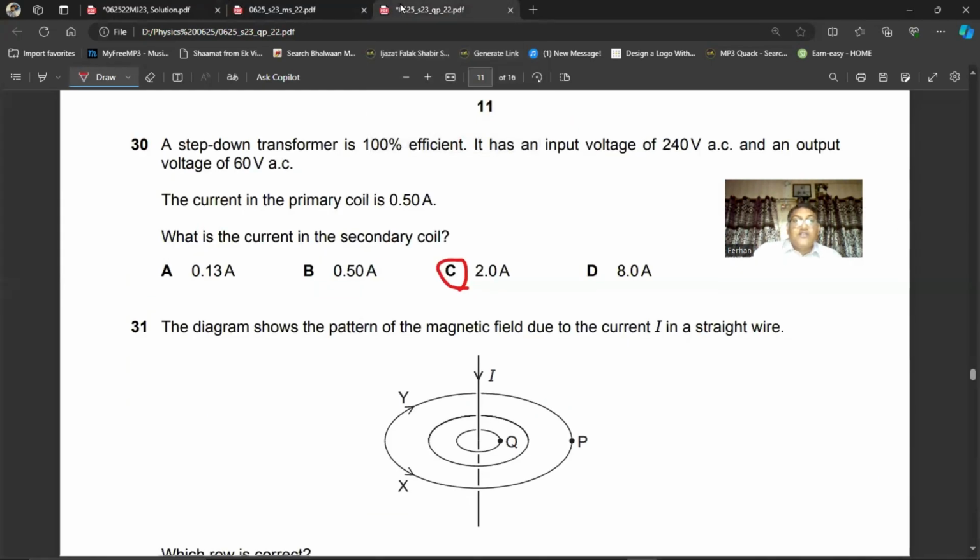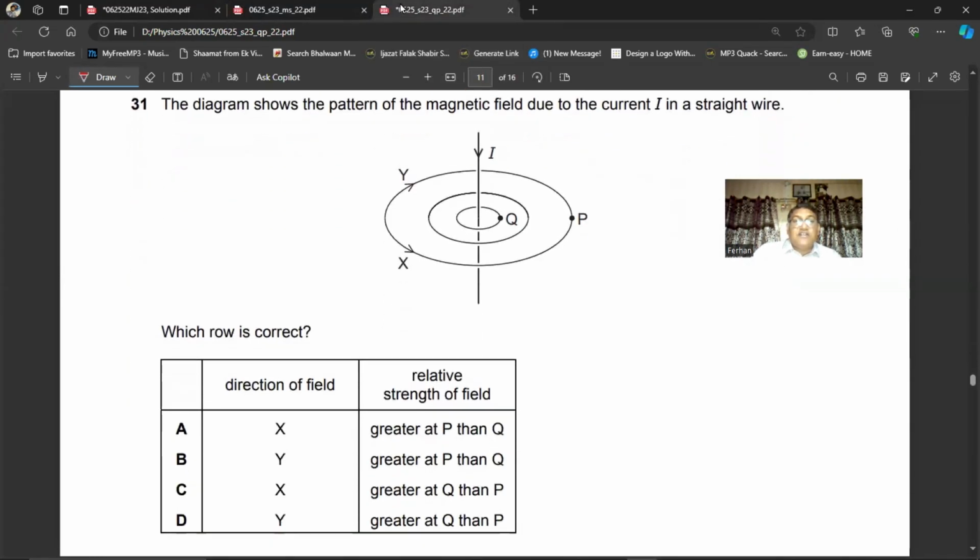Okay. So we are going to the next question. That is question number 31. He says the diagram shows the pattern of the magnetic field due to the current I in a straight wire. Which row is correct? Direction of the field. Because the current is going downward, I'm going to use my right hand grip rule for the straight conductor.